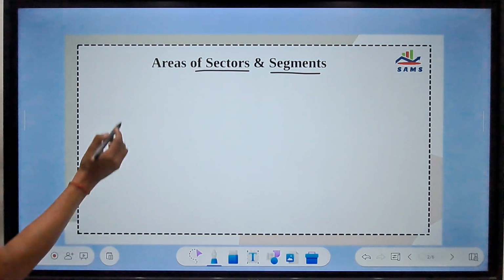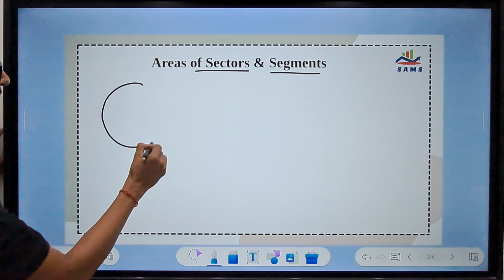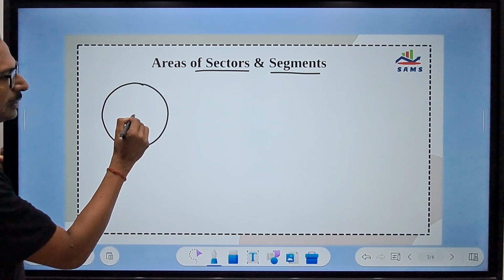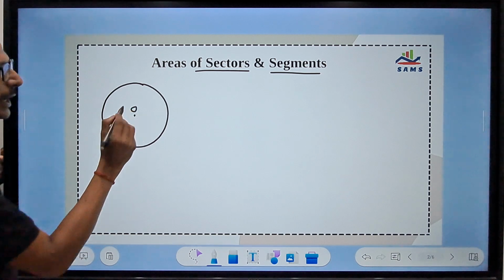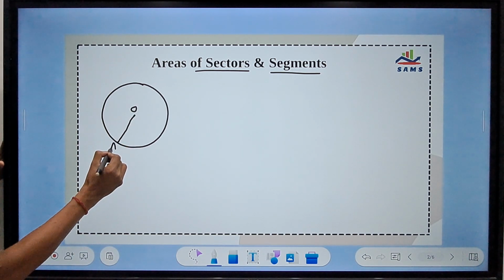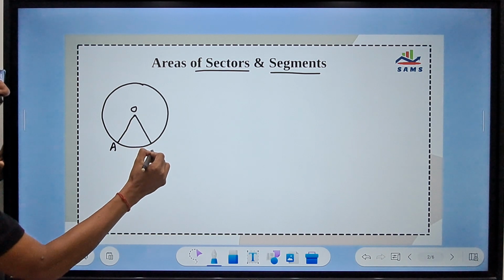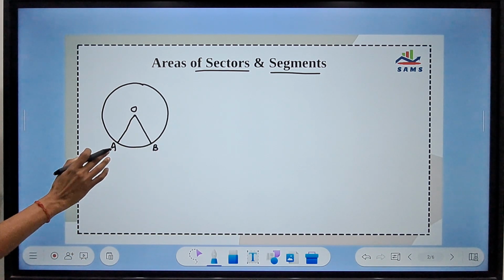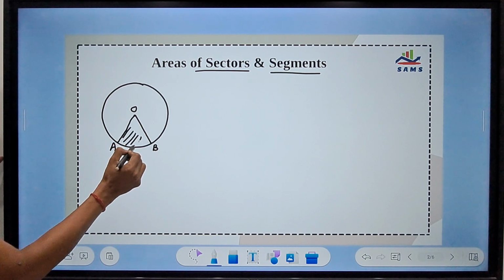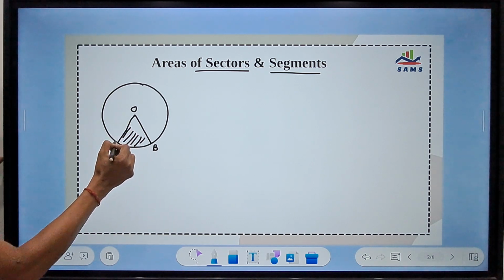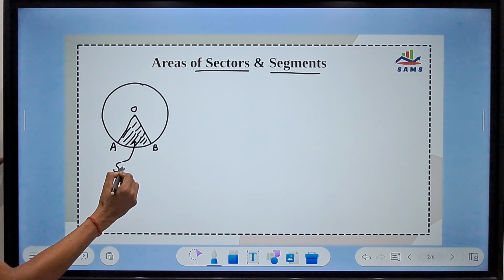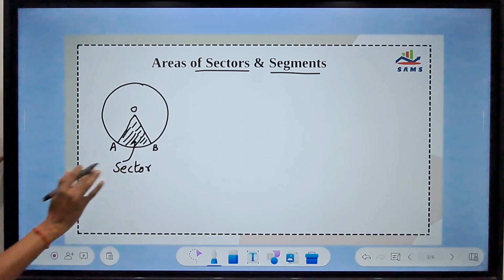Whenever you draw a circle, take the center of the circle and draw any two radii. Suppose you draw this radius OA and another radius like this, OB. The portion of this circle which is intercepted between this arc AB and the two radii is known as a sector.